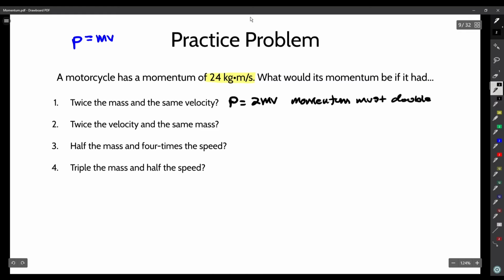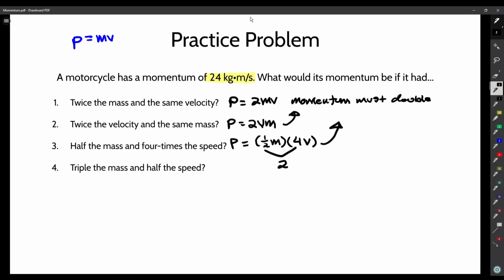Now the next one here, twice the velocity and the same mass, well, you would write it as P equals 2mv, and it's the same scenario as up there. Now what if it had half the mass and 4 times the speed? So P equals half the mass times 4 times the speed. Well, again, it's a simple multiplication relationship. So the half and the 4 will work together to create a 2, which means same scenario.